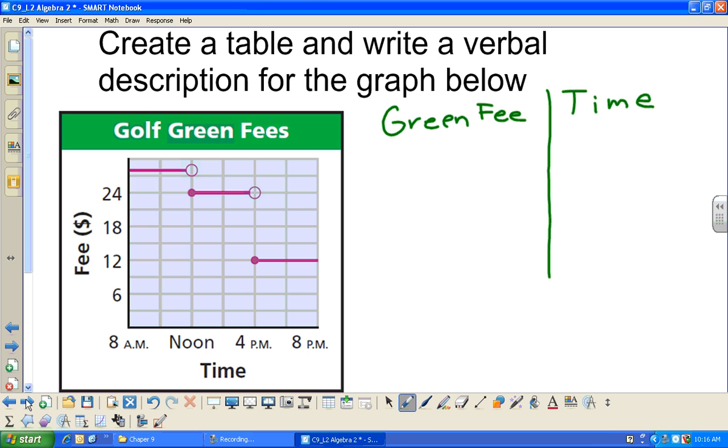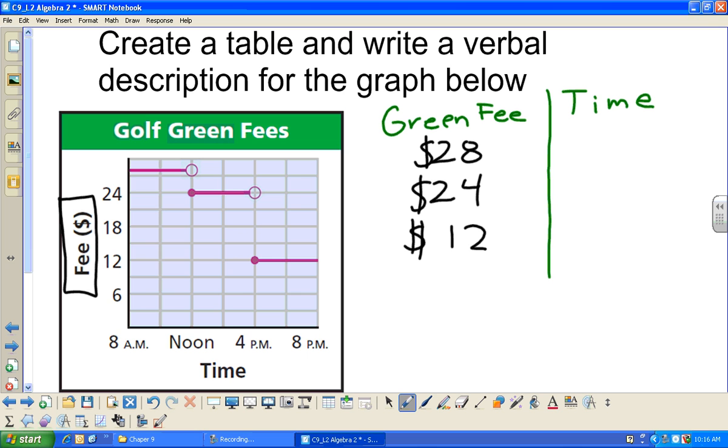It looks like each spot is going up by 3. So my first fee, it looks like it could be about $28. My second fee is $24. And my third fee is $12. I got that by looking at the Y values to see the green fees.